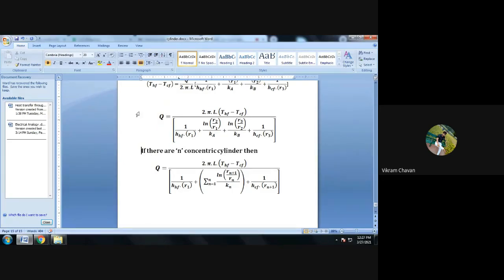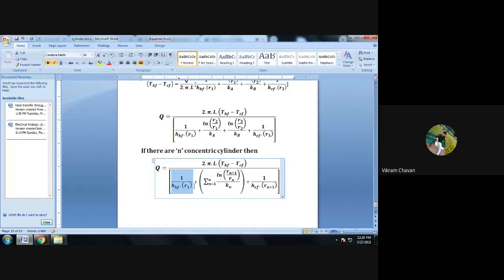So we can say that, as for two cylinders, the numerator side remains as it is, which is nothing but 2 pi L multiplied by the overall temperature difference, that is hot fluid temperature minus cold fluid temperature. Now in the denominator, the hot fluid is transferring heat to the internal surface. That part also remains as it is. So the first term remains 1 divided by h suffix hf multiplied by r1.